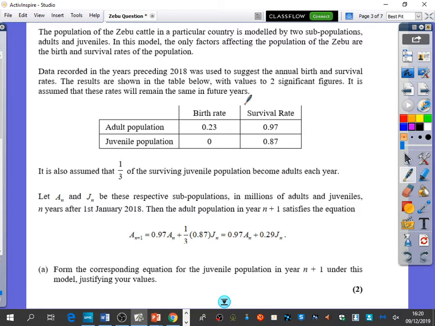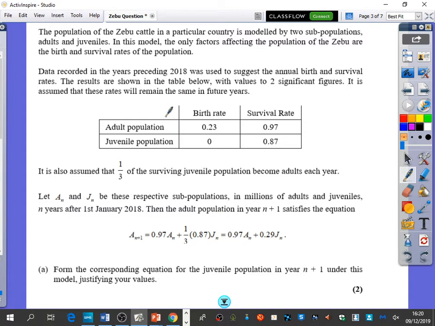You know when they say, oh, what's wrong with the model? As soon as you read that sentence, you should be thinking, well, it's probably not going to remain the same in future years because there could be other factors that happen. So whenever you see something and think that's a bit weird, maybe it's good to take a note of that in case you're going to need to say that later.